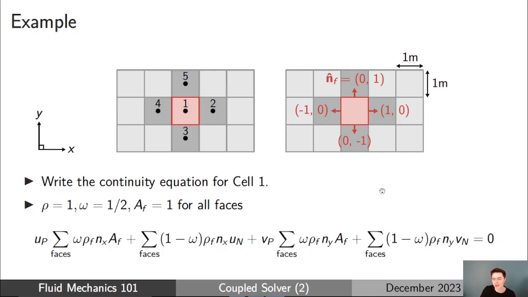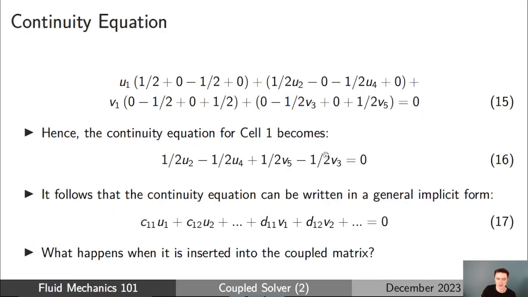And we're going to evaluate this formula. For most of the terms, the density is going to be 1 and the area is going to be 1, so they're going to disappear. The omega is going to be equal to a half. And so the only difficulty here is really just keeping track of the components of those unit normal vectors and multiplying them by the correct velocity components at the face center. And feel free to stop the video and go through the example for yourself.